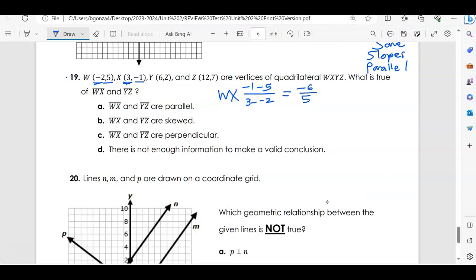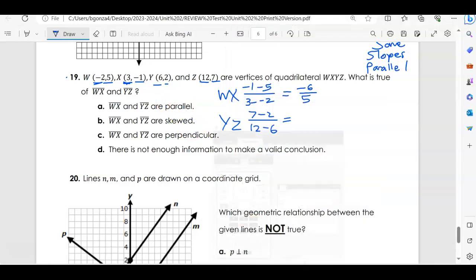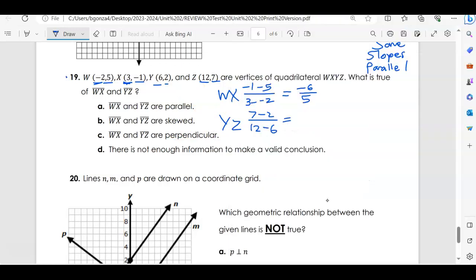Cool. Now let's do the same thing for YZ. y2 minus y1, 7 minus 2, over x2 minus x1, 12 minus 6. 7 minus 2 on top, 12 minus 6 on the bottom. 5 over 6. Now this time the slopes are not the same, so it's not parallel. So it could be either skew or perpendicular.